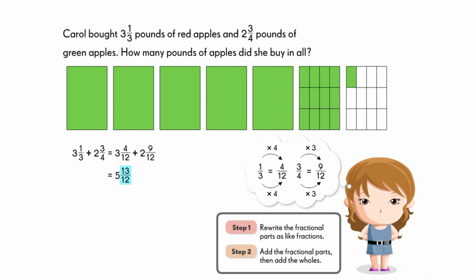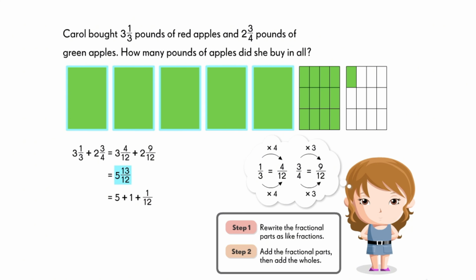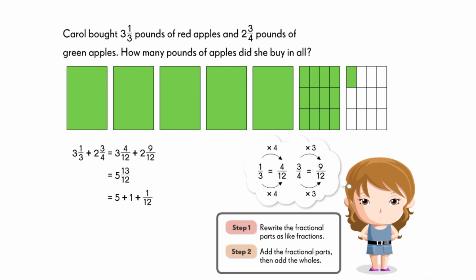This is an improper fraction, so we need to rename it as a mixed number, then add it to the sum of the whole numbers. 5 13/12 is equal to 5 plus 1 plus 1/12. We get 6 1/12. Therefore, Carol bought 6 1/12 pounds of apples in all.